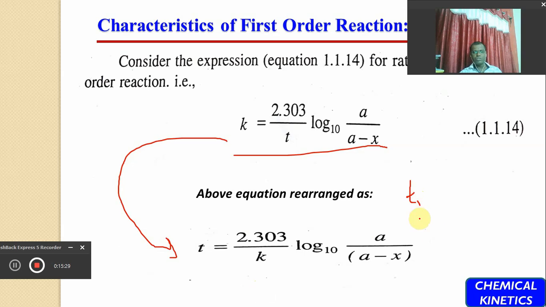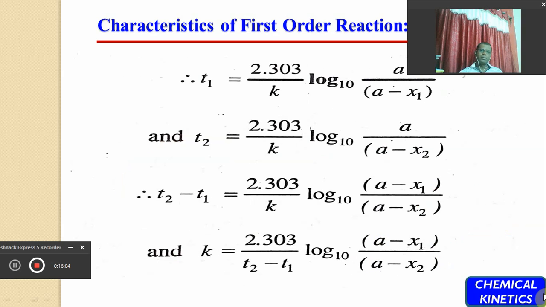Dear friends, in this case, suppose we have two times. The initial concentration will be the same, but at time t1 the product formed has its concentration indicated by x1, and after some time the amount of product formed, or the reactant reacted, is indicated by x2. So we have the two concentrations x1 and x2 at two different time intervals t1 and t2 with the initial concentration of a. Then the equation for the first order rate constant can be modified like this.